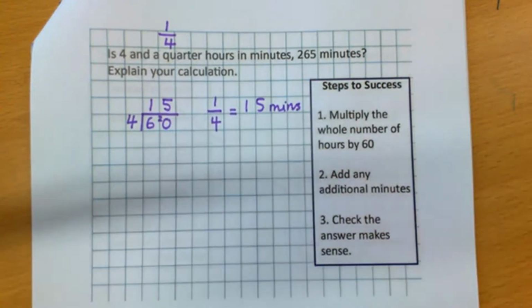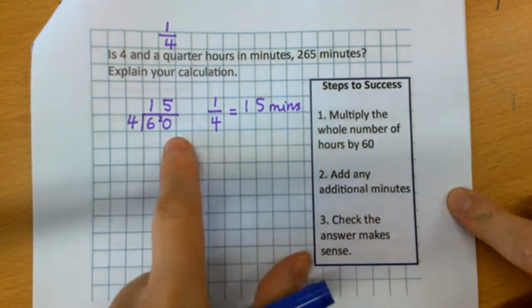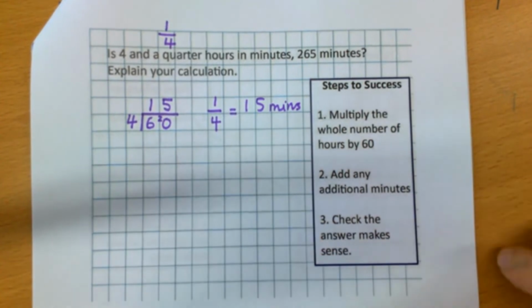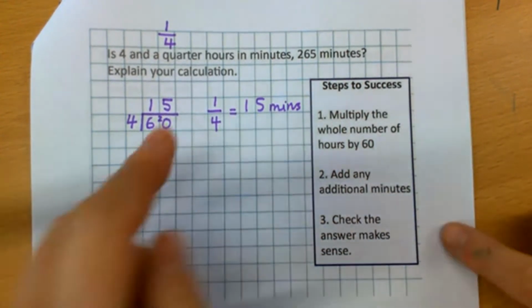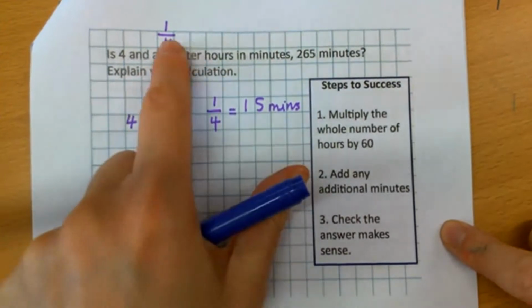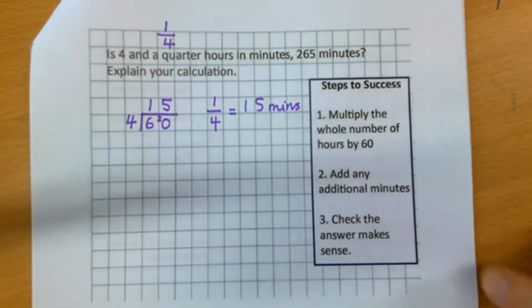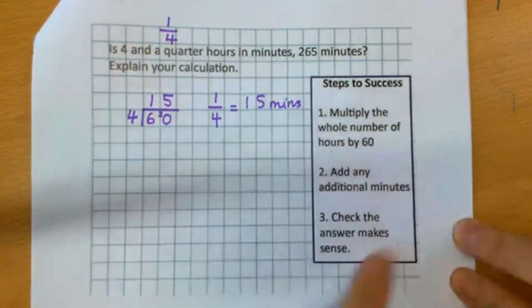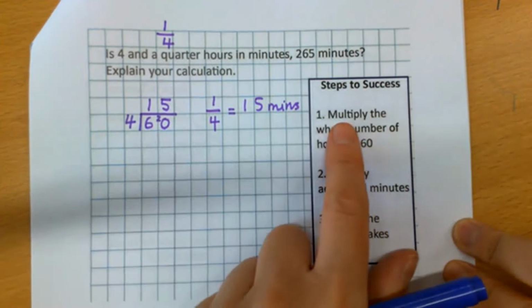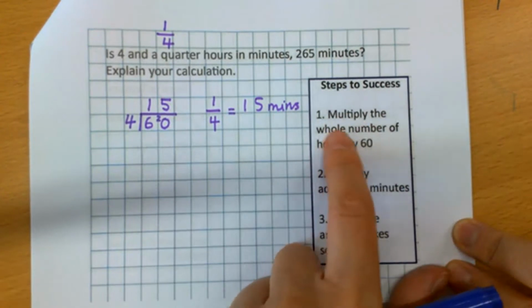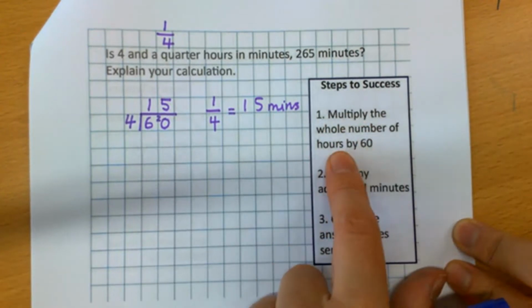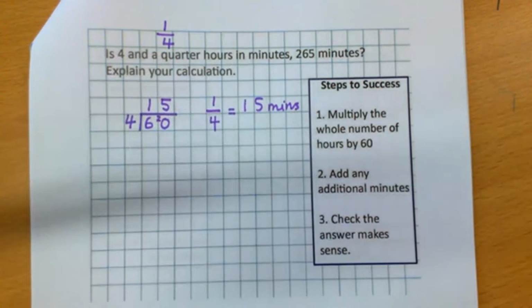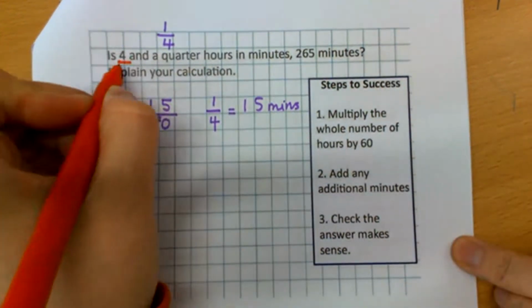Okay, so that's really good to know. If I was looking for 1/3, I would divide 60 minutes by 3 because it would be 3 as the denominator. Okay, let's go back to this question. So the first thing that I'm going to do is I'm going to multiply the whole number of hours by 60. How many whole hours do I have? Good, I have 4 hours.